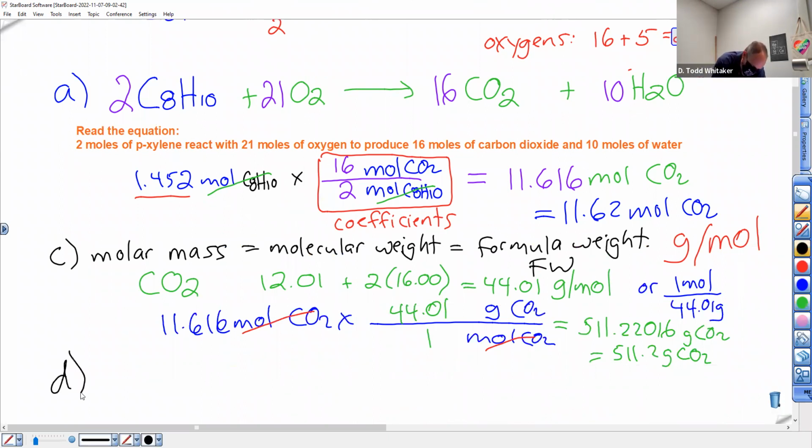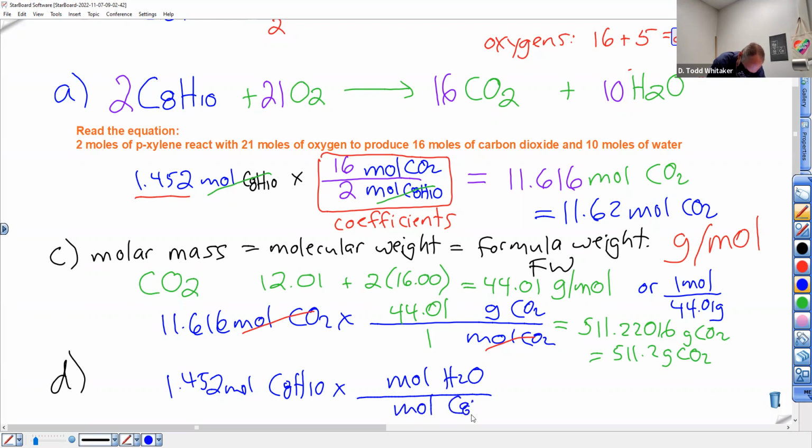I got 1.452 moles C8H10, and I want to go to moles H2O over moles C8H10. Hey, what are those numbers that I'm going to put down? Give me the numbers first. How many moles H2O in the balanced chemical equation? 10. How many moles of the fuel? 2. And what are those numbers called?